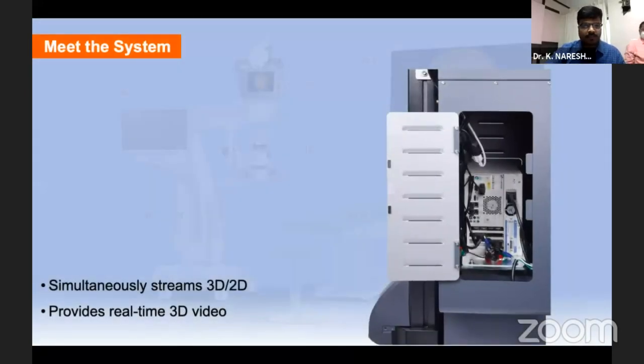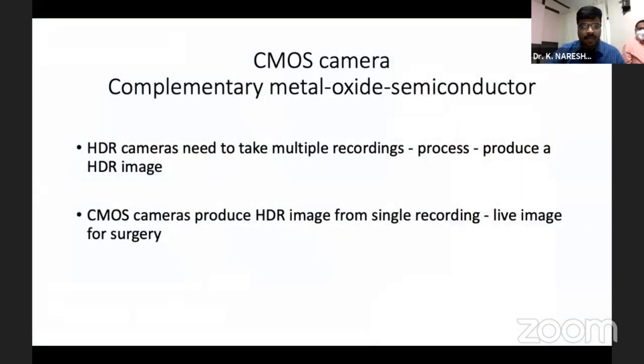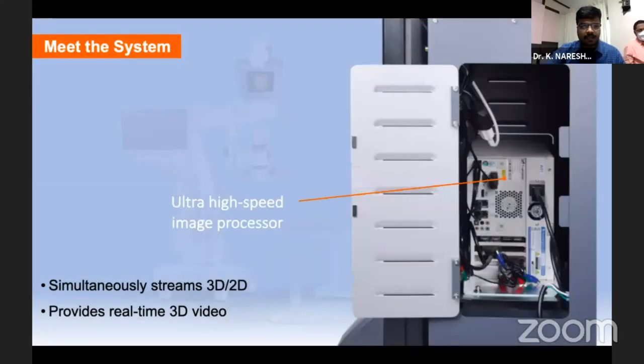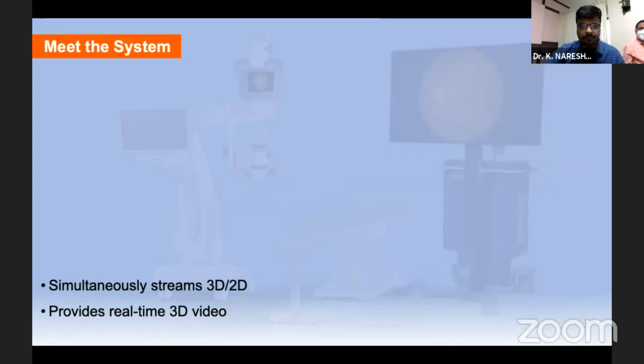So what is a CMOS camera? A conventional high dynamic range camera will need to take multiple recordings, then process them, and then produce a high dynamic range image. On the contrary, a CMOS camera will produce high dynamic range from a single recording. So that is why it can produce live image for surgery. So the second is the ultra high speed image processor. It simultaneously processes and streams 3D and 2D images and provides real-time 3D videos.